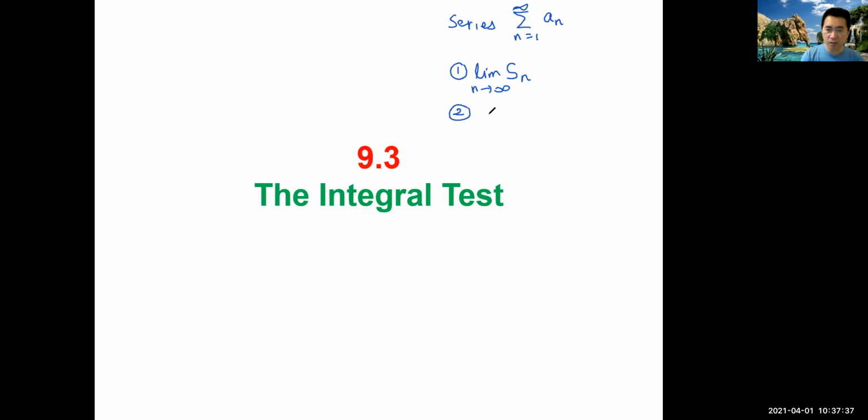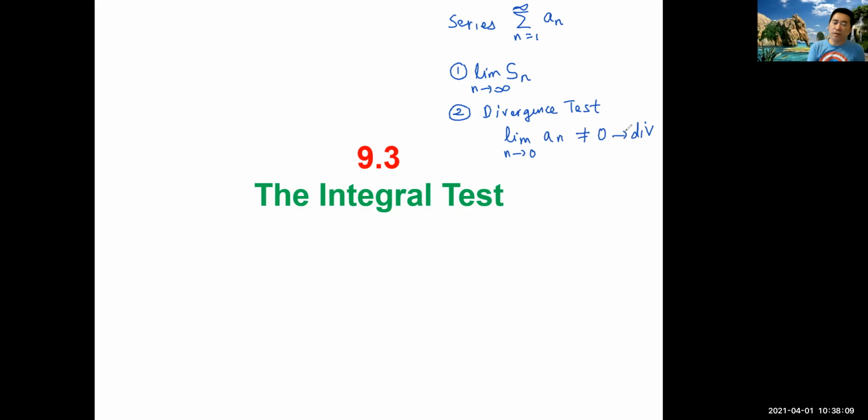The first test we have is called the divergence test. For the divergence test, we take the limit of a sub n as n approaches infinity, and if that limit is not equal to 0, then the series diverges, right? So that's how we do it.